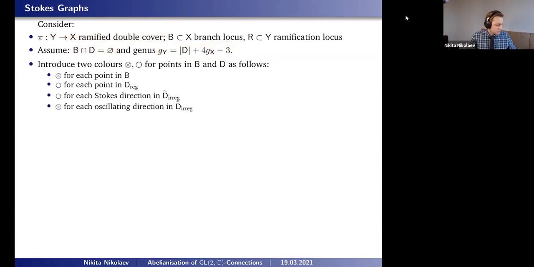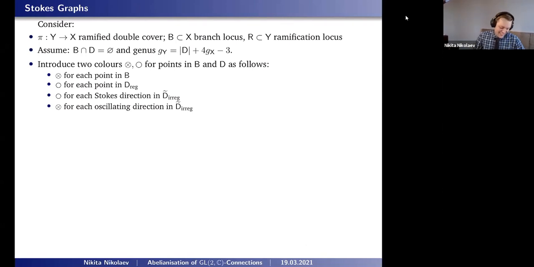Right. So now I have all these distinguished points on my Riemann surface X: there are the branch points, there are the simple poles, there are also the irregular poles, which now I blow up and highlight some distinguished Stokes directions and oscillating directions. So those are going to be the vertices of a graph, and it's going to be a bipartite graph. So I want to give these vertices a color. I've already been doing it, but here it goes. I introduce 2 colors for these points in B and D, and the colors are crossed circle and empty circle.